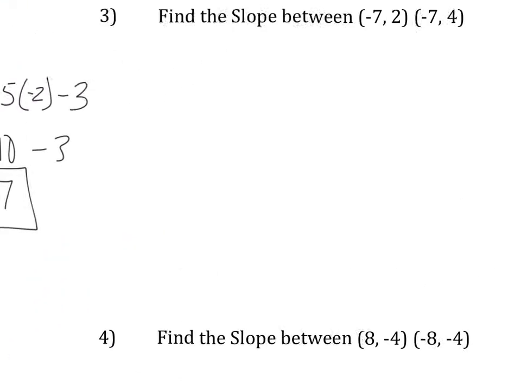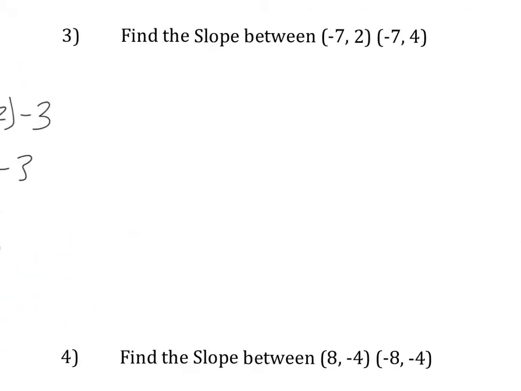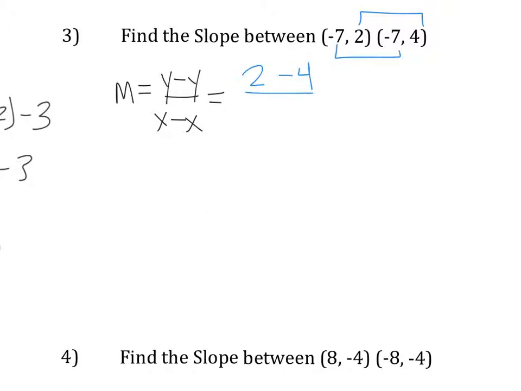Moving on to number 3. Again, the formula is m equals y minus y over x minus x. Plugging in our numbers, subtracting our y's, I have 2 minus 4 over, subtracting our x's, negative 7 minus a negative 7. The double negative on the bottom will change to a positive. So 2 minus 4 is negative 2. Negative 7 plus 7 is 0.